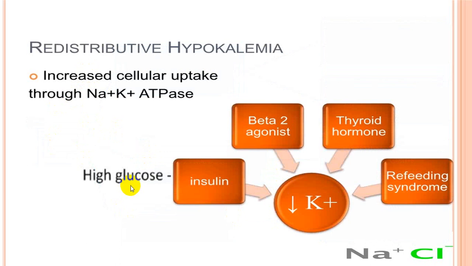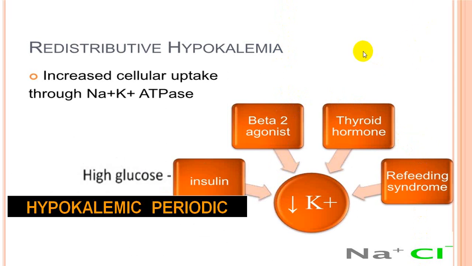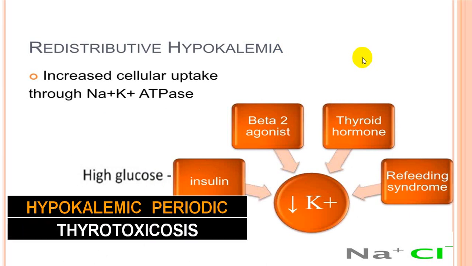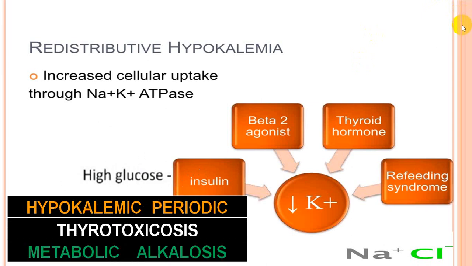Redistribution will occur very frequently because of high glucose. You will have excessive insulin production, and that can shift potassium intracellularly, producing hypokalemia. Beta 2 agonists, excess thyroid hormones, and refeeding syndrome can do the same, and even IV sodium chloride can produce a small amount of hypokalemia. Hypokalemic periodic paralysis can also result. Thyrotoxicosis we have already mentioned, and in metabolic alkalosis you can also develop hypokalemia.